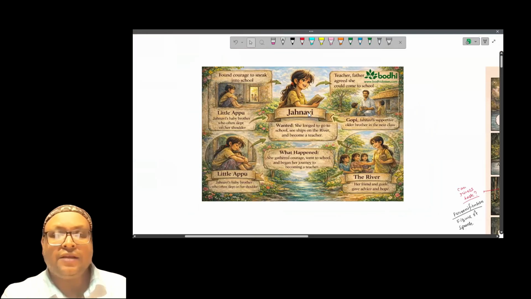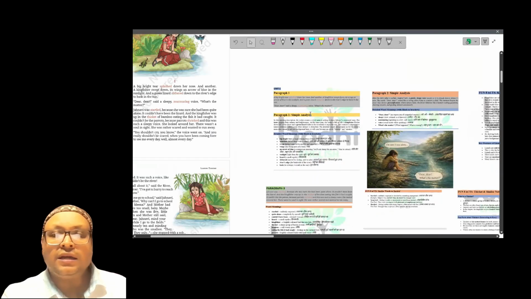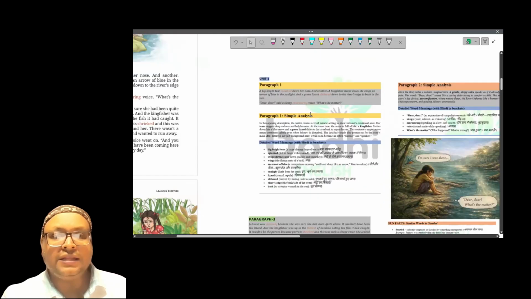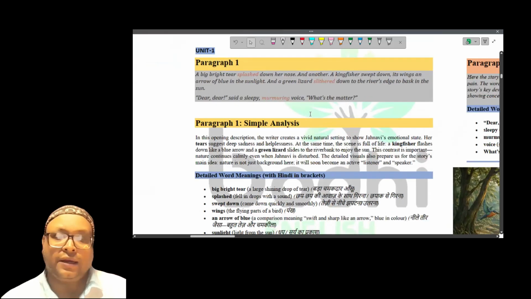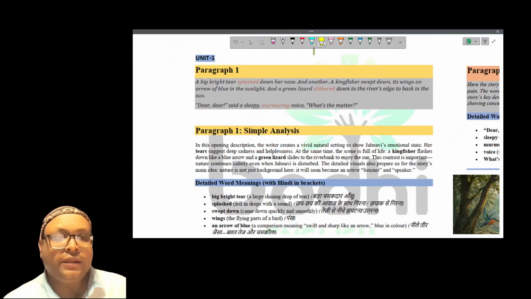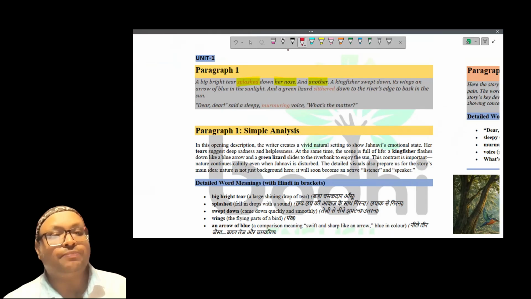Basically we have the whole story prepared, and we shall make a detailed analysis of every para. Let's get to the story in detail here. This is para 1. What is there? A big bright tear splashed down her nose, and another. So this is para 1. You can check back in the book. If you sit with the book, it would be very helpful for you to note down a lot of things.